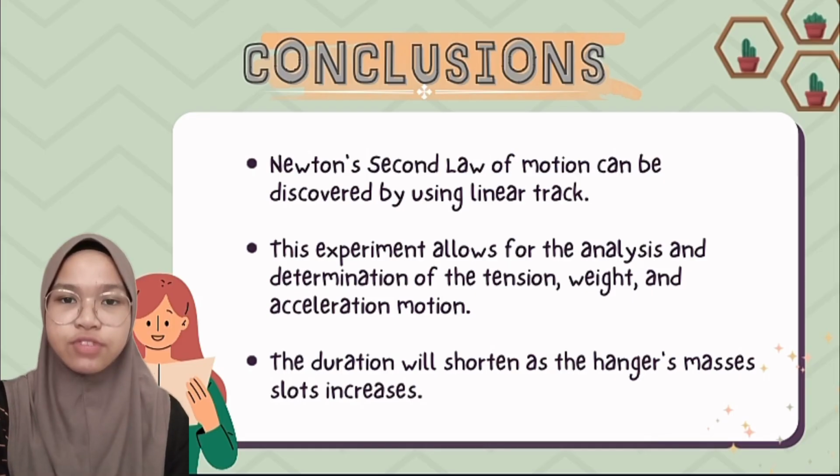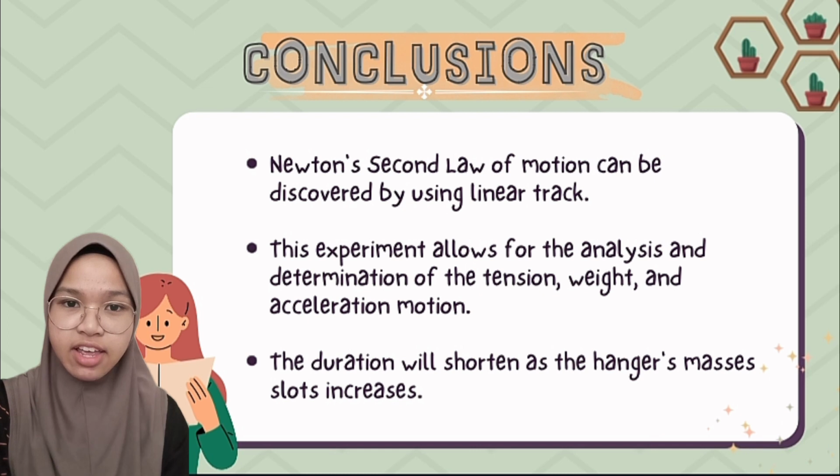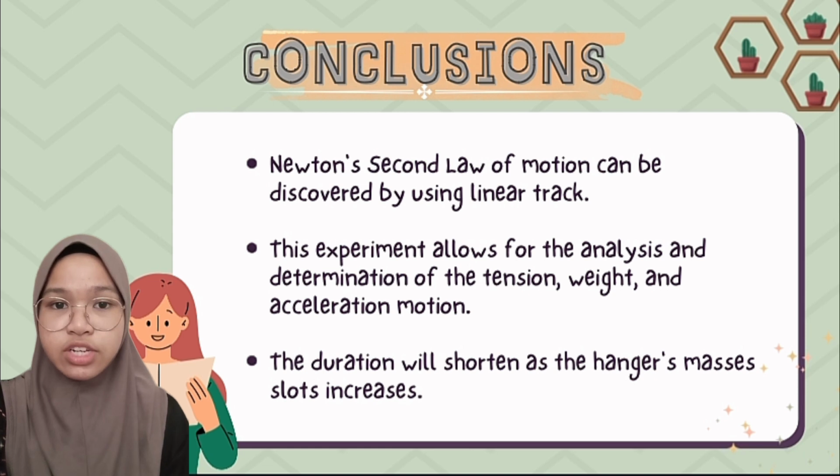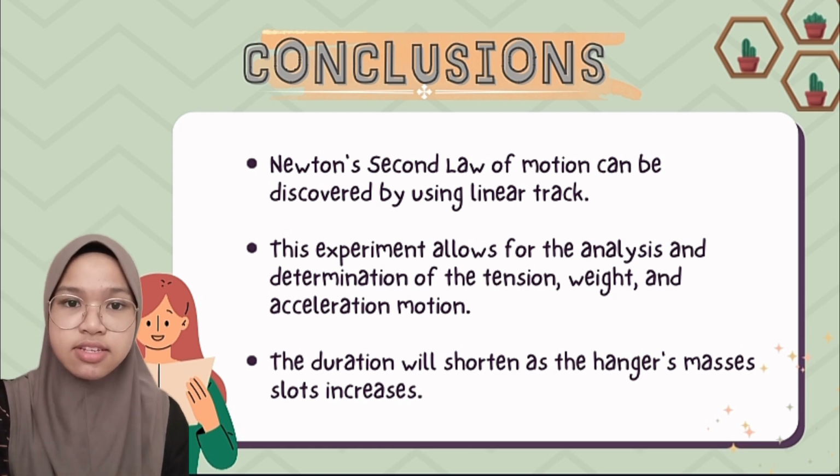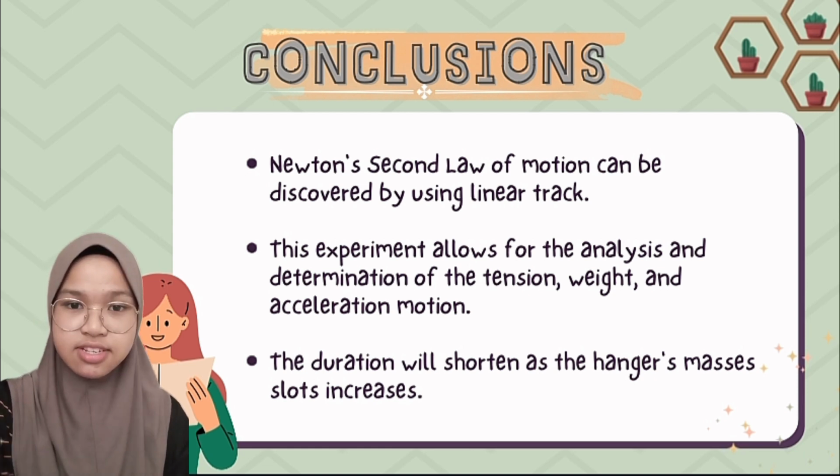The conclusion of this experiment is that Newton's second law of motion can be discovered by using a linear track, and this experiment allows for the analysis and determination of the tension, weight, and acceleration of motion. And the duration will shorten as the hanger mass slots increase.